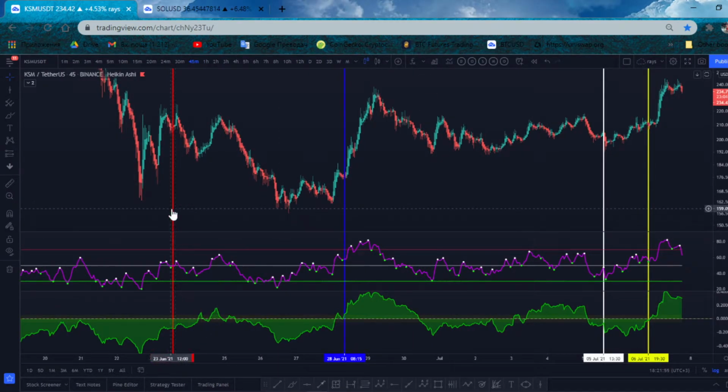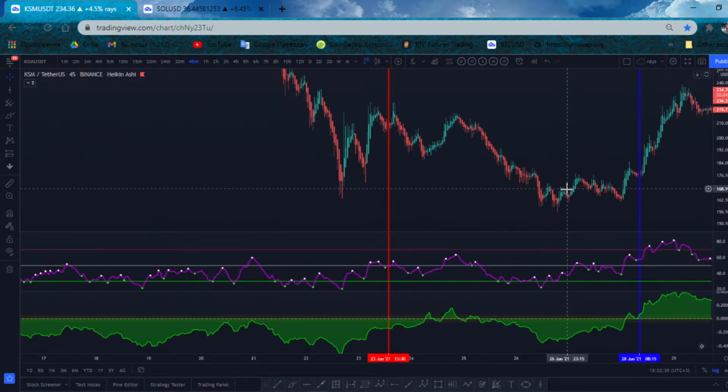On the screen, I put 4 vertical lines. I chose those moments on the price section. By the way, this is Kusama's price section versus the USDT, Tether USD. And the chart is on 45-minute time frame. So first we're gonna start with the red vertical line. On the 45-minute time frame, I can say that is a higher time frame. It's close to the 1 hour time frame. We're gonna look at that situation right here.